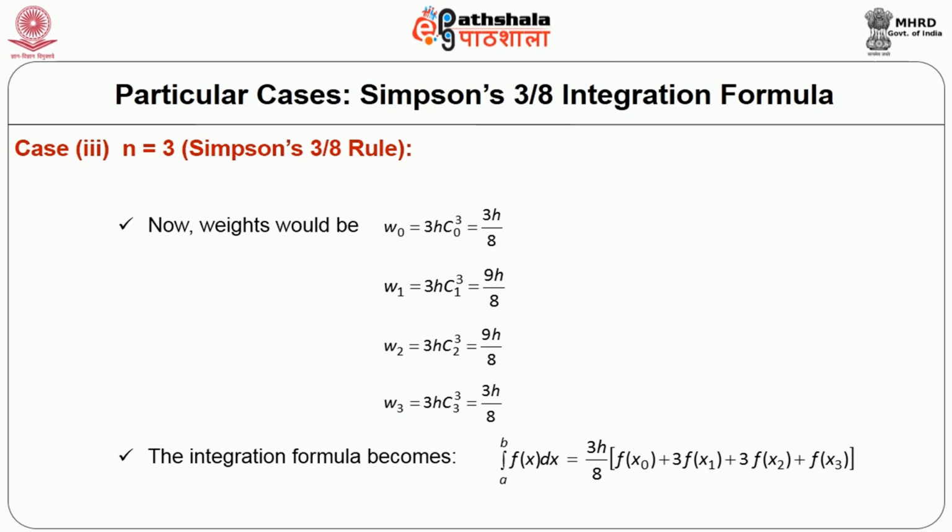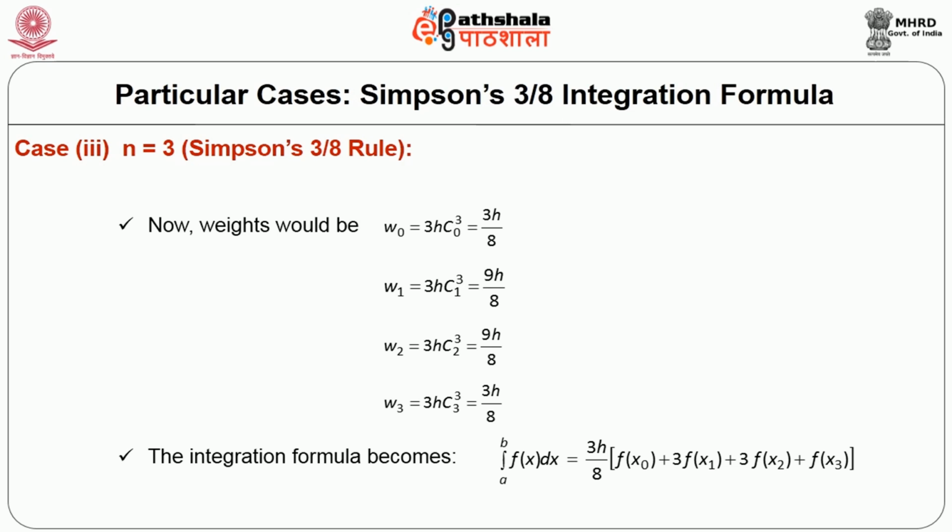And so our weights will become W0 is 3h into 3C0, so 3 into h by 8. W1 is 3h into 3C1, so this becomes 3 into 3h by 8, so 9h by 8. And W2 is also the same, 3h into 3C2, which is also 9h by 8. And W3 is 3h into 3C3, that is 3h by 8.